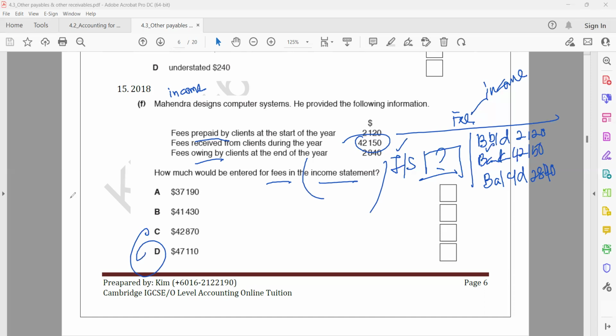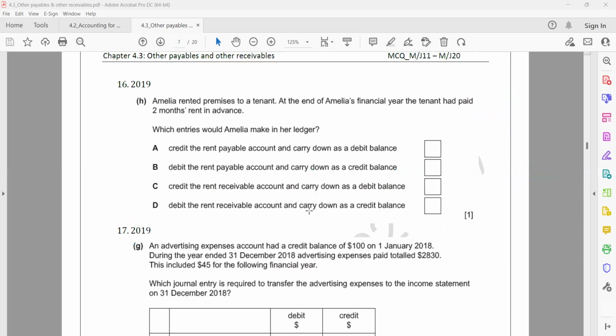Okay, now next, page 16. Amelia rented out premises. That means this is a rent receivable, which is the income account. Rented premises to a tenant. This is the income to Amelia.